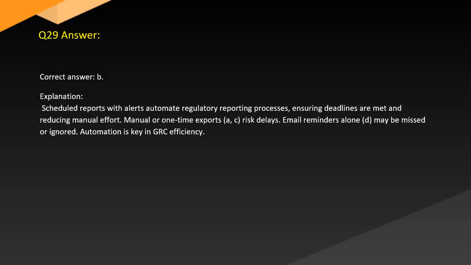Answer. Correct answer: B. Explanation: Scheduled reports with alerts automate regulatory reporting processes, ensuring deadlines are met and reducing manual effort. Manual or one-time exports, A and C, risk delays. Email reminders alone, D, may be missed or ignored. Automation is key in GRC efficiency.